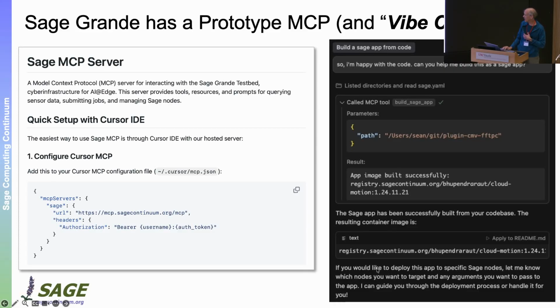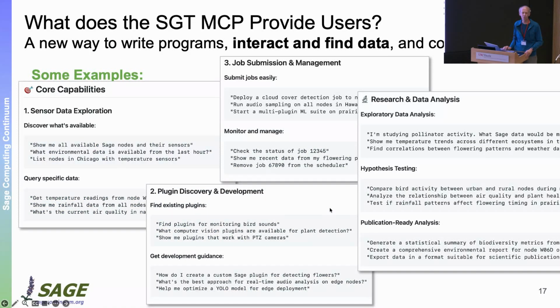You could start saying, hey, I would like to write a piece of code that does this, or I want to find data that looks like this. So these are examples of real natural language text that you could write in a window that using the MCP would help find and actually run a function call like was discussed earlier and run and help you with your code. So let's just look at some of these. So you might say, here's one, I'm studying pollinator activity. What SAGE data would show me, air quality or temperature or pressure?